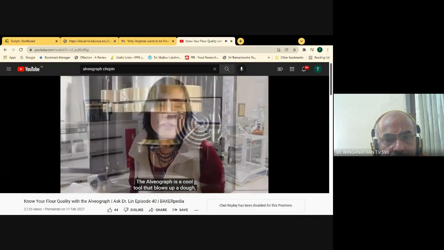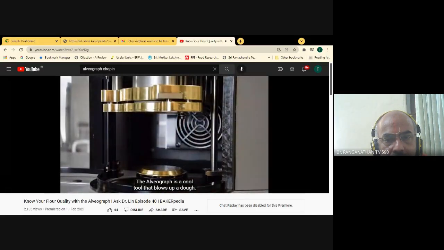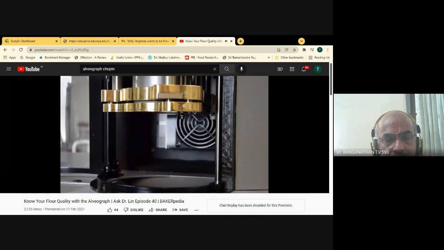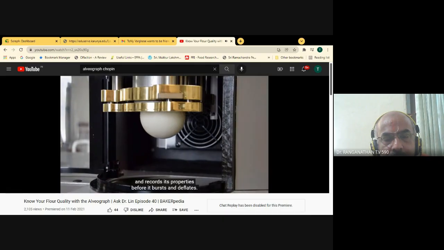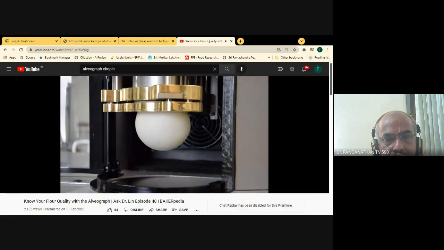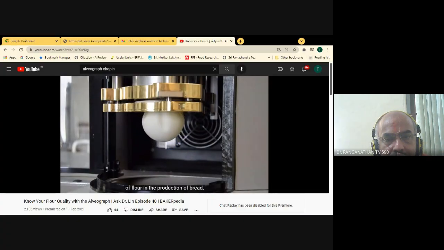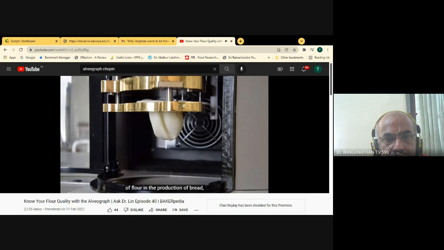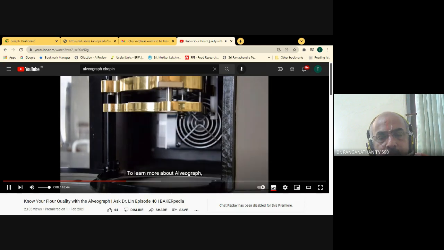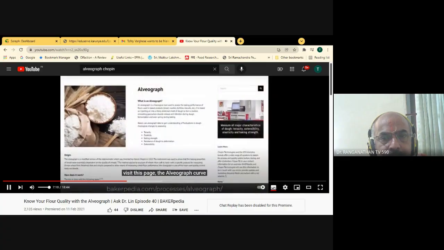The alveograph is a cool tool that blows up a dough and records its properties before it bursts and deflates. It is used to assess the baking performance of flour in the production of bread, noodles, tortillas, and so on. To learn more about the alveograph, visit this page.